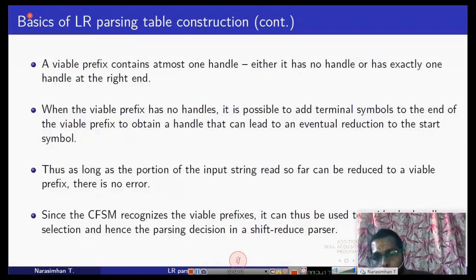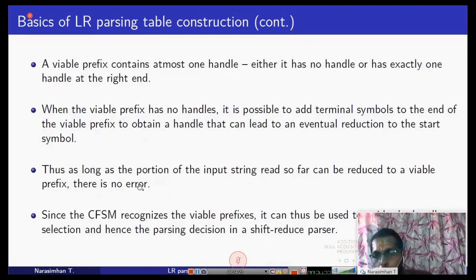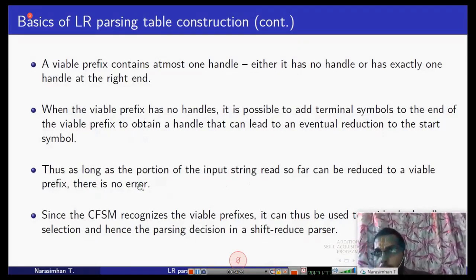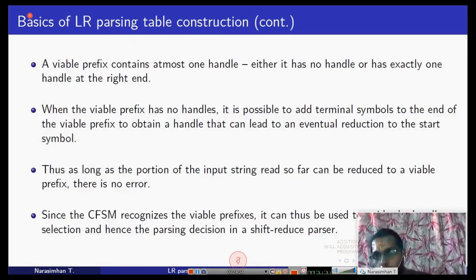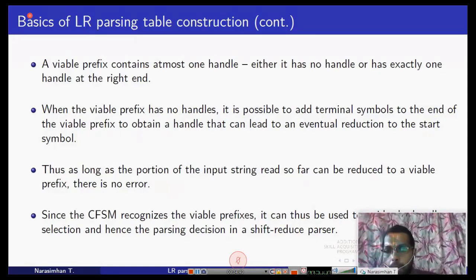If you are able to reduce the portion of the input string read so far to a viable prefix, okay? You have read some symbols of the input string. If you are able to reduce that much portion to some viable prefix, it means that there is no error. You can safely proceed with the parsing process. So that is the importance of viable prefix in the LR parsing technique.